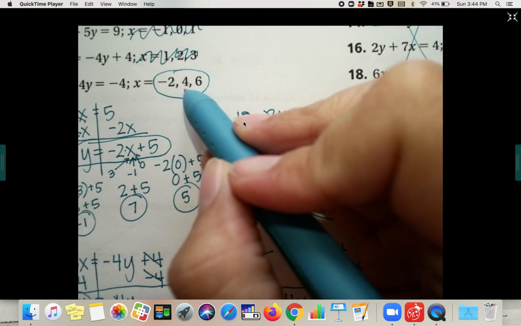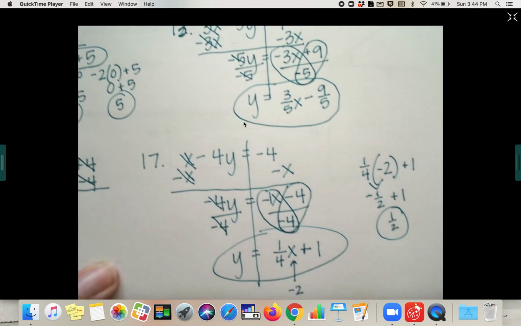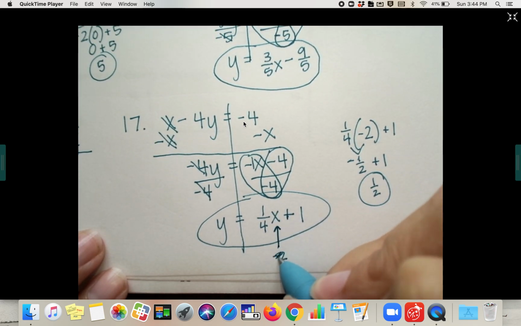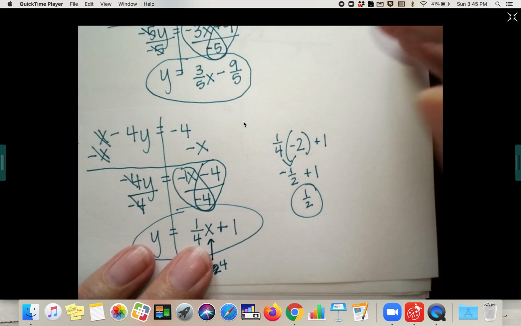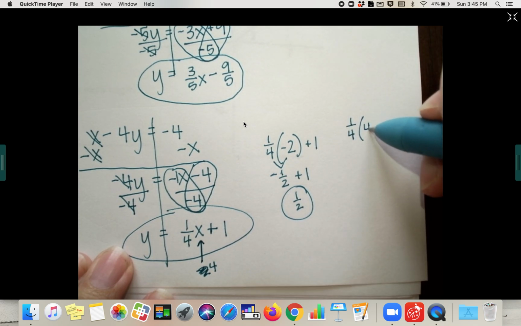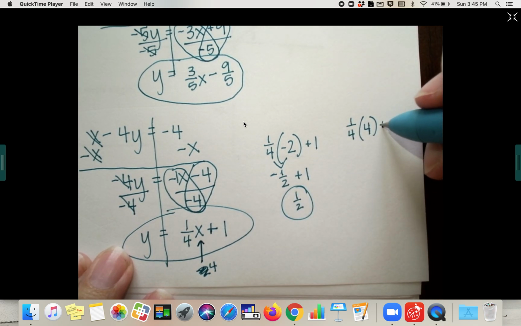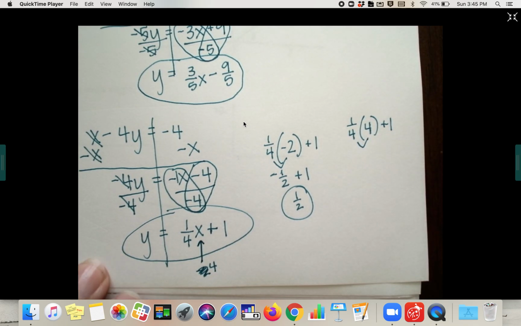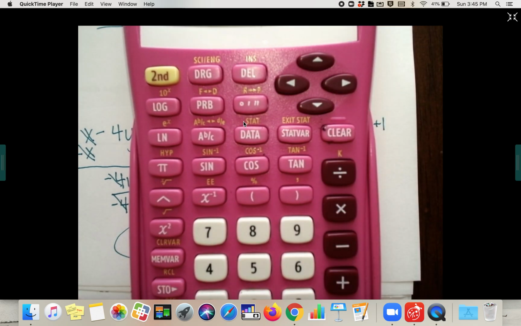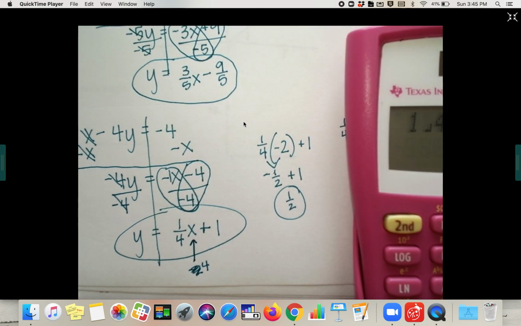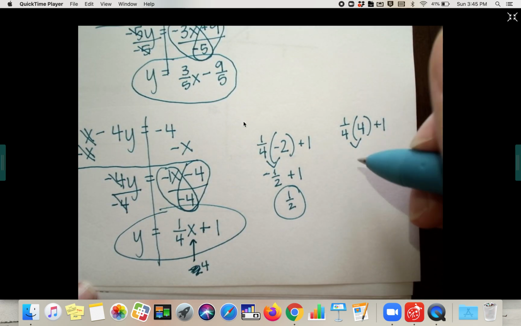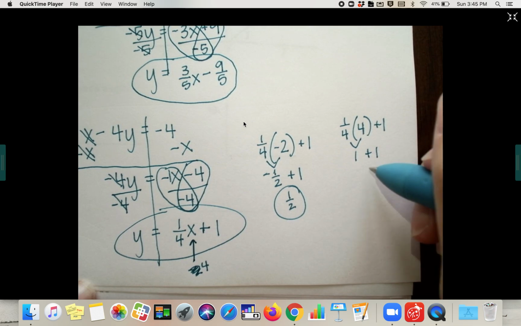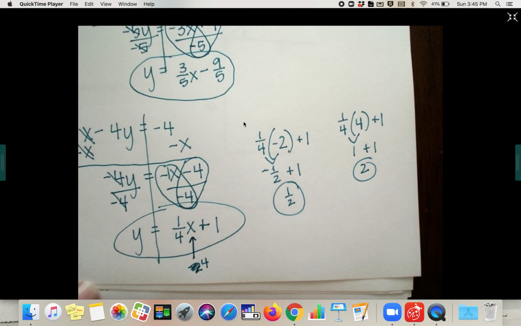All right, now let's go up and plug in 4. Okay, we got that answer. Let's go plug in 4 for x. So that is going to be 1/4 times 4 plus 1. Don't forget your plus 1. It's the whole equation. 1/4 times 4 is actually going to come out evenly. So you're going to push 1 ABC, that's your fraction button, 4, 1 for 1/4, times 4. Don't forget your plus 1. 1 plus 1 is 2. So there's our second answer.